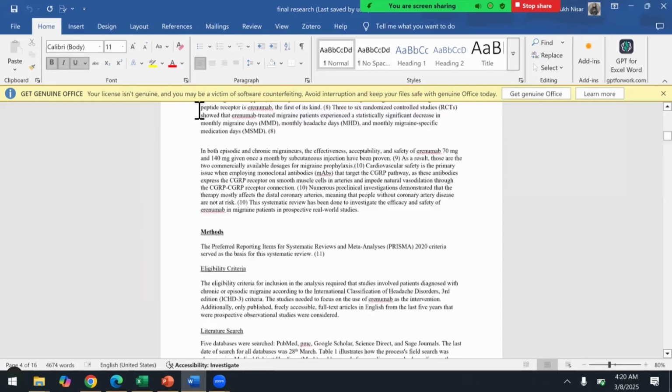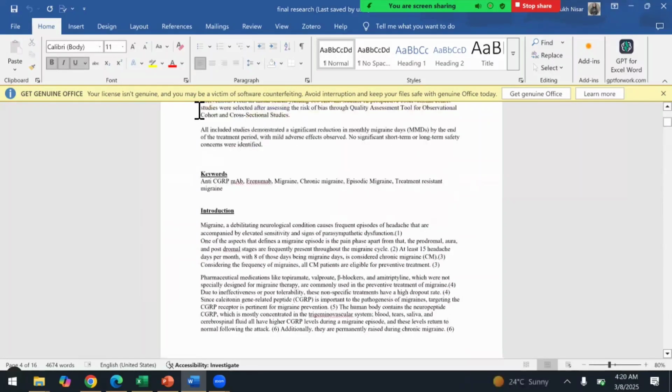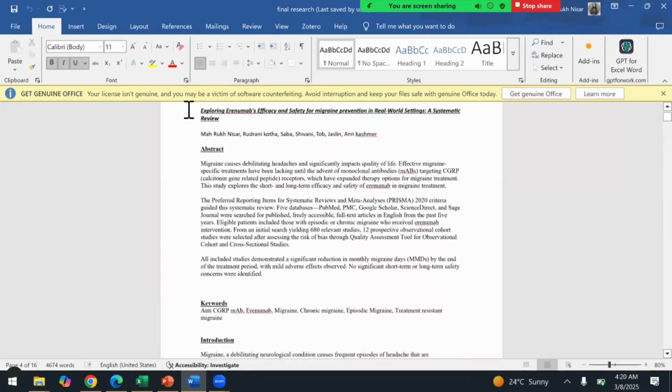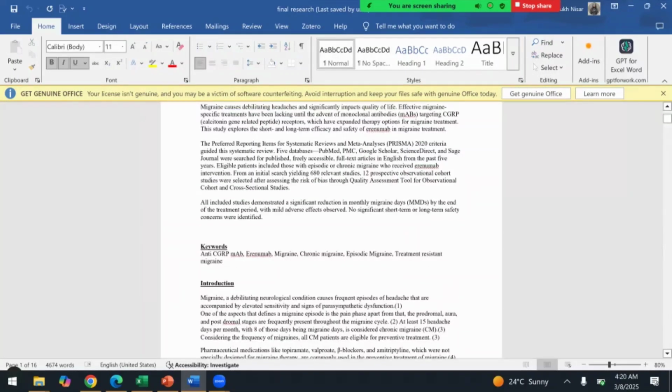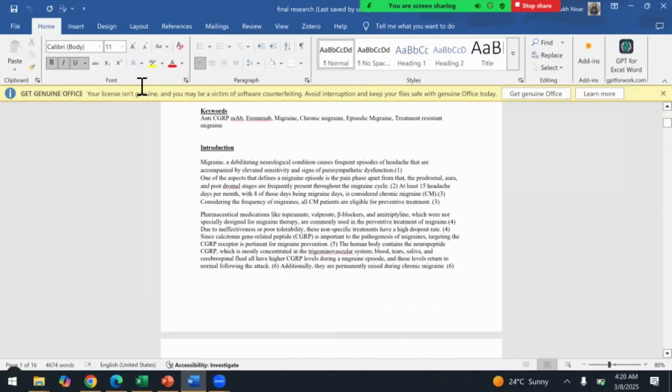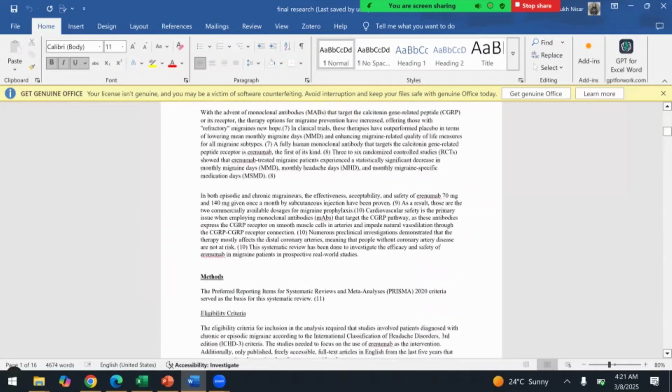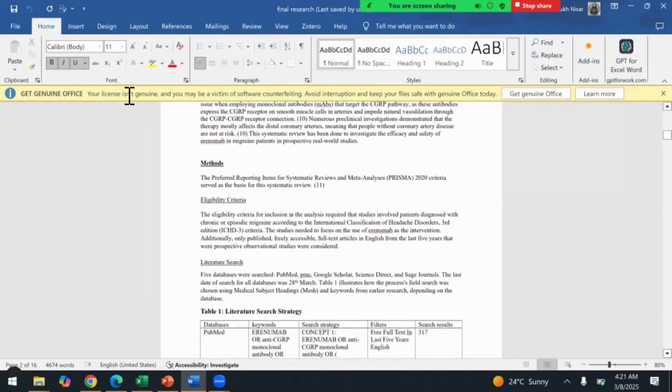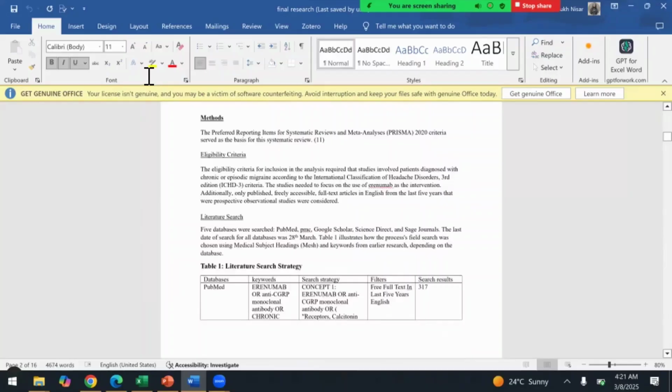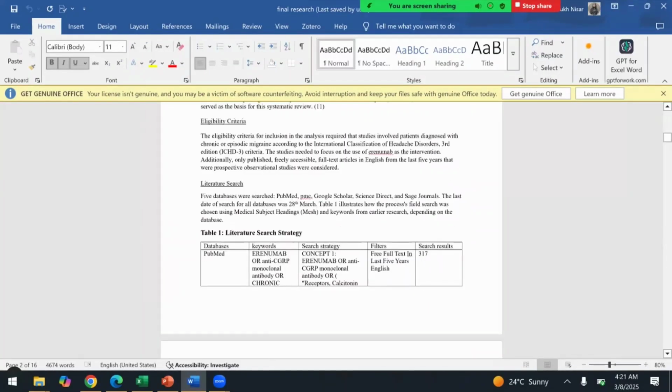This is the abstract that we write at the end, and keywords and introduction we will cover in our next lecture, and then method. Prisma checklist was used, and then your inclusion and exclusion criteria, your data collection strategy.